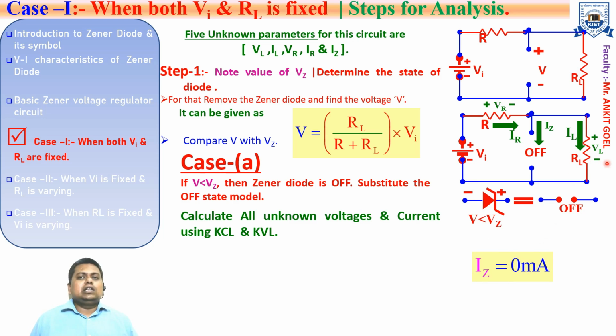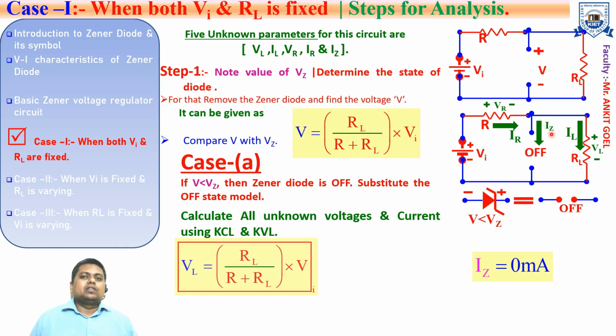This is the first unknown parameter we have found. Now you can easily find the voltage VL, which is the voltage across the load resistance RL. We have calculated V is equal to RL upon R plus RL into Vi, which is the same as VL. So VL is equal to RL upon R plus RL into Vi. You know the values of VL and RL, so you can easily calculate the load current IL as VL upon RL, right?